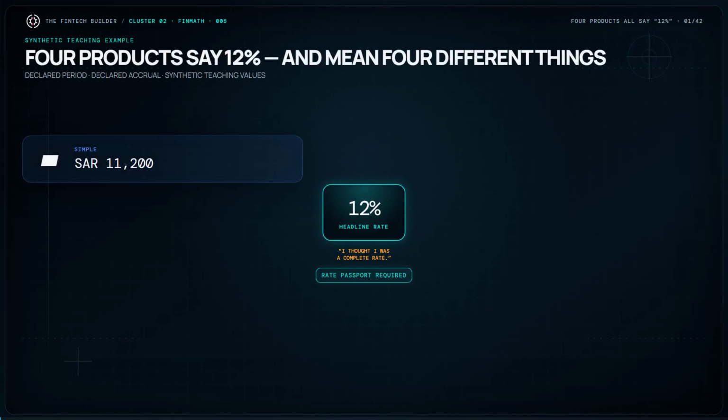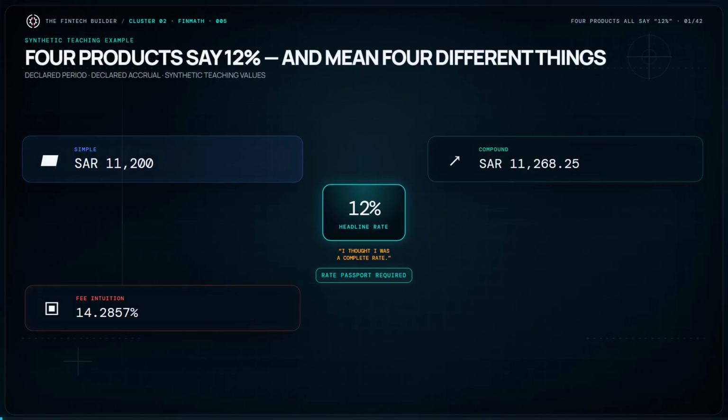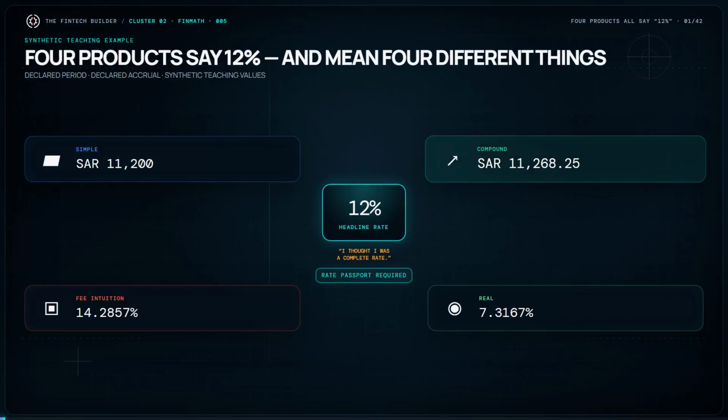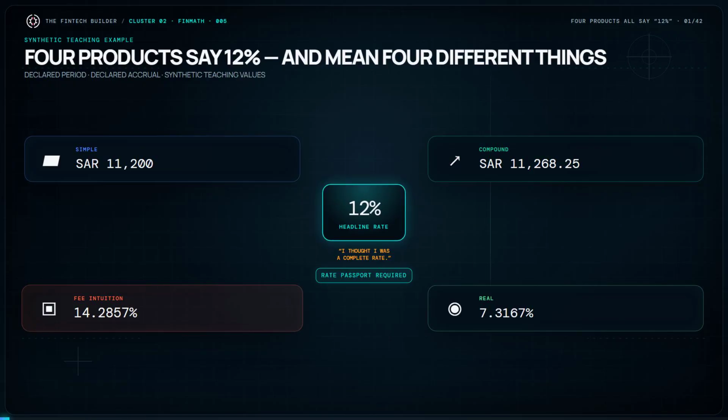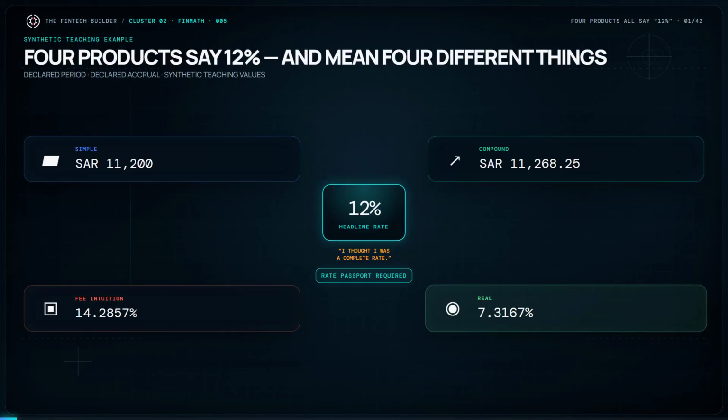Four financial products all show the number 12%. One simple interest calculation ends at 11,200 reals. One monthly compounding calculation ends at 11,268 reals and 25 halalas. A fee can make a borrower's effective cost feel closer to 14.29%. And after 5% inflation, the exact purchasing power growth may be only about 7.32%. Same headline number, four different questions.